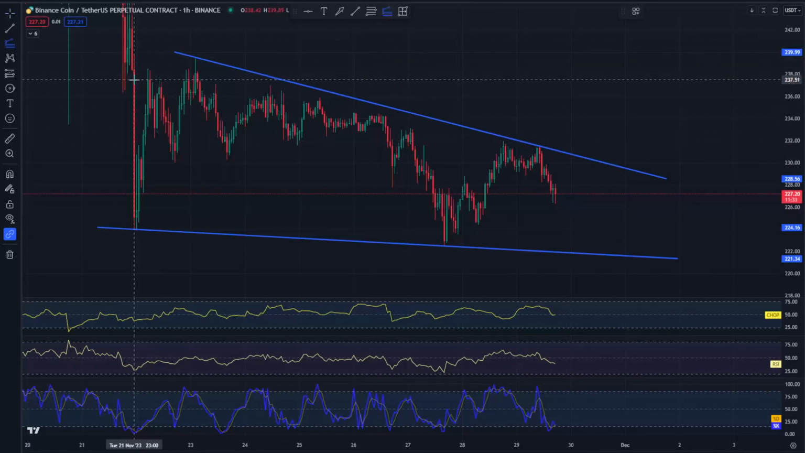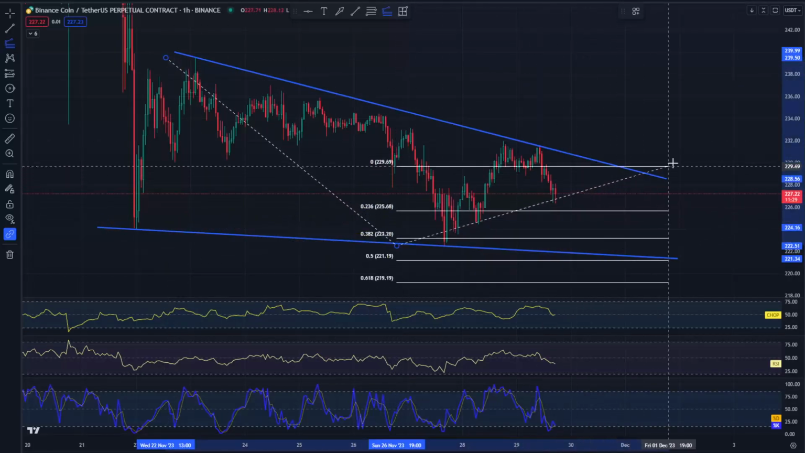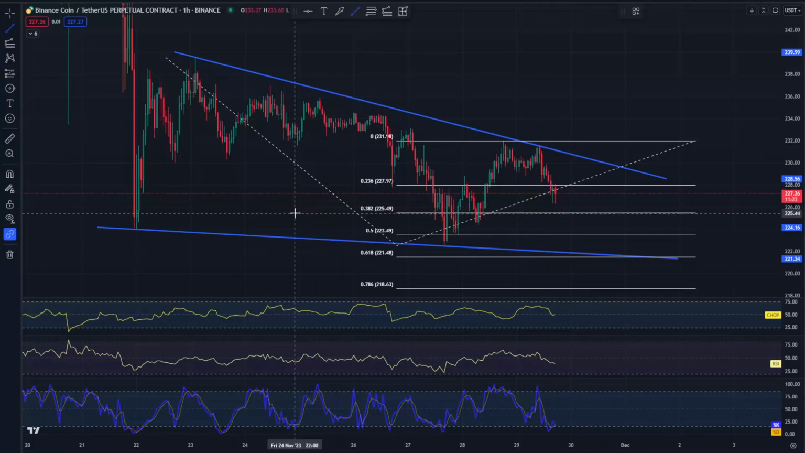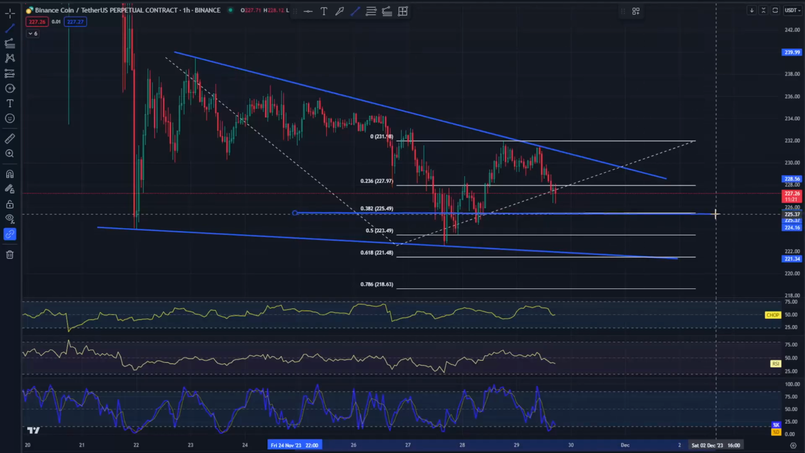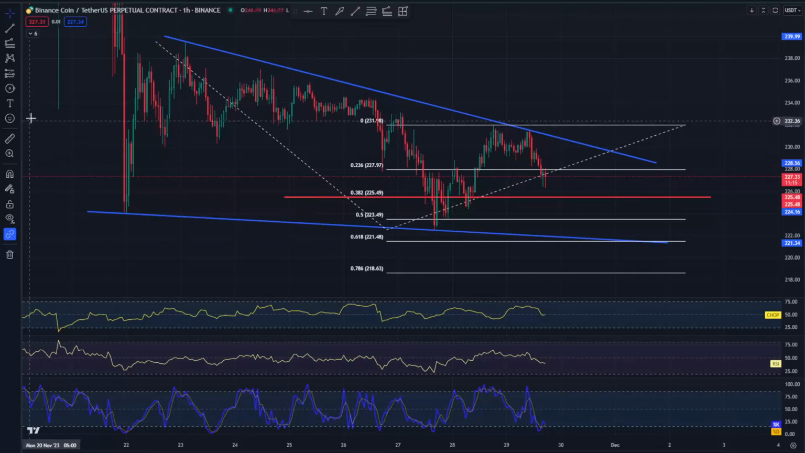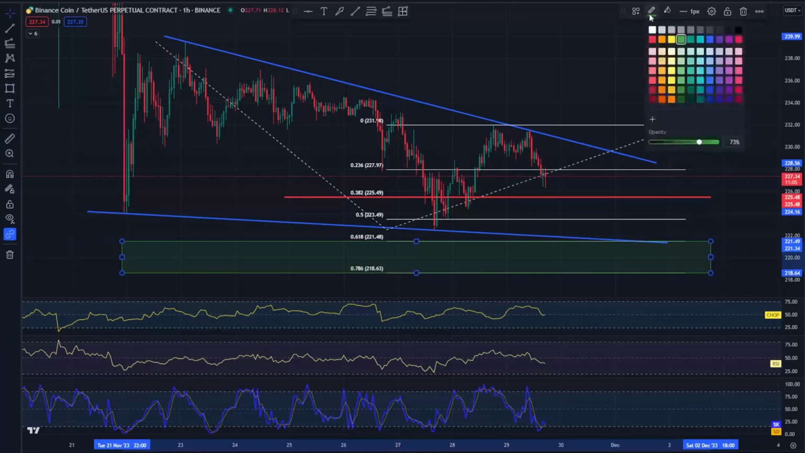In order to check the current support areas, when the correction begins to deepen, we will unfold the trend-based fib extension grid and we can determine the first support for the price at $225. And then it is worth defining an important support zone from $221 to $218.